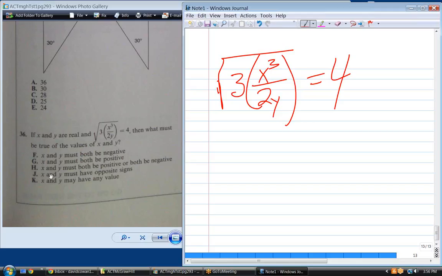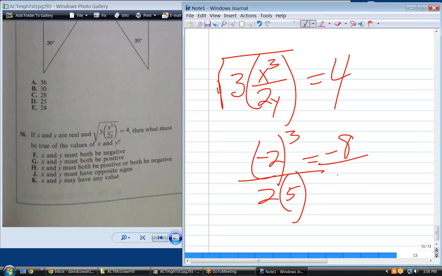Notice that if they had opposite signs, let's let x be negative. Minus 2 cubed divided by a positive y. Well, minus 2 cubed is still minus 8. Divided by a positive, this whole thing is still negative. I can't take the square root of a negative number.